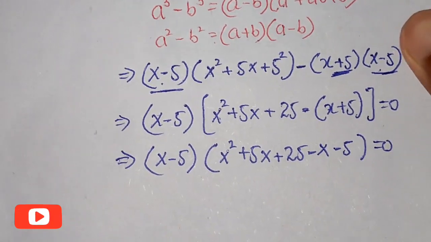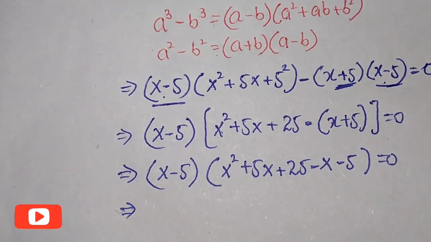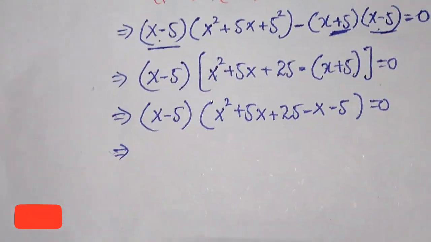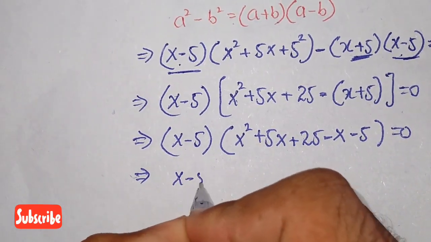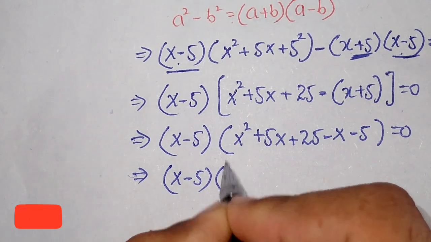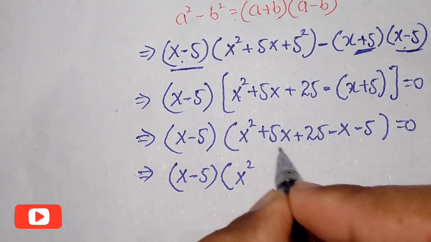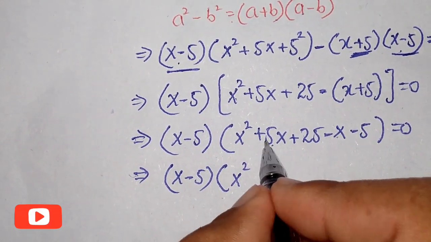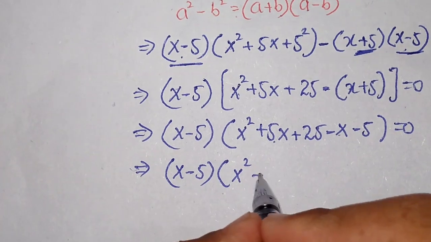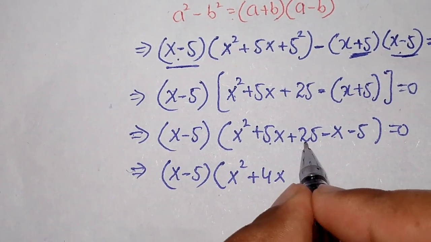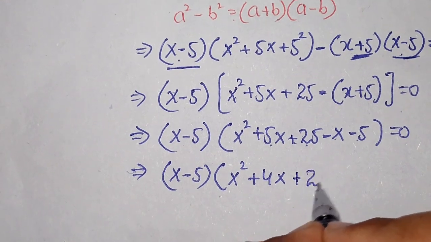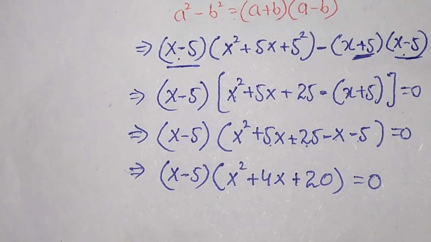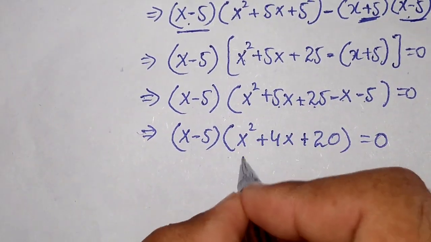Now in the next step, to solve this interesting question, this will become x minus 5 bracket times x square plus 5x minus x, which is plus 4x, and 25 minus 5, which is plus 20, and this is equal to 0. So here we obtain two cases.